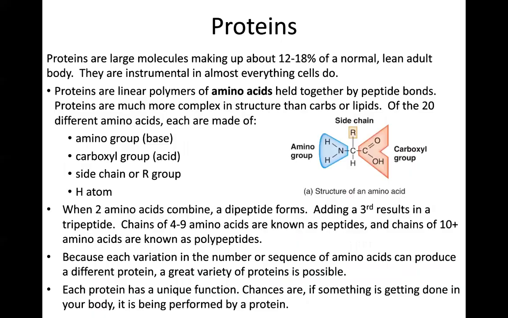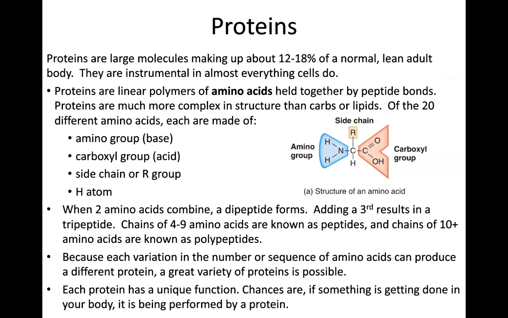That brings us to our third of the four categories, and that is proteins. Proteins are very large molecules making up about 12 to 18% of a normal lean adult body. And I love the second sentence there on this slide, stating that they're instrumental in almost everything cells do.